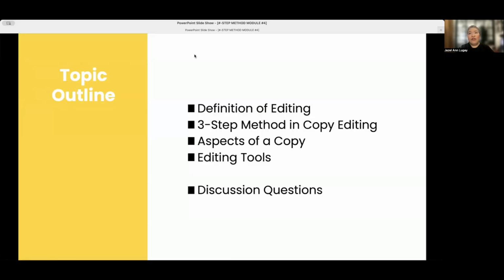To give you an overview of my report, I will start by reviewing the definition of editing. Next, I will discuss the three-step method in copy editing and the various aspects of a copy. I will also suggest some popular editing tools that can help ease your writing load. Then I will end my report with some questions to facilitate the discussion of these topics.